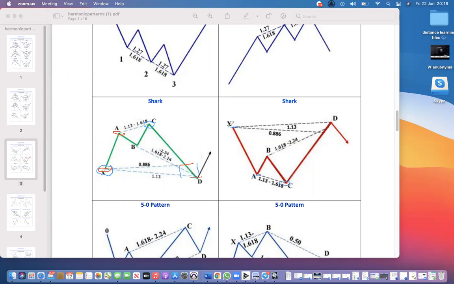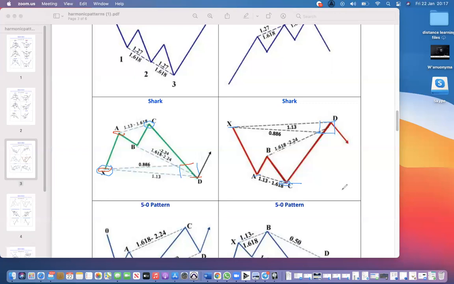The next thing you can think about is if I pull my fib from the X leg to the C leg, that should give me my D, which is either 88.6 or 1.13 level. And again, this will be your entry zone. If you look at my charts, if it is a shark pattern, most of the time I have a box above it showing that area is where I'm expecting price to hit before the reversal happens. And that's just the reason why I do that.